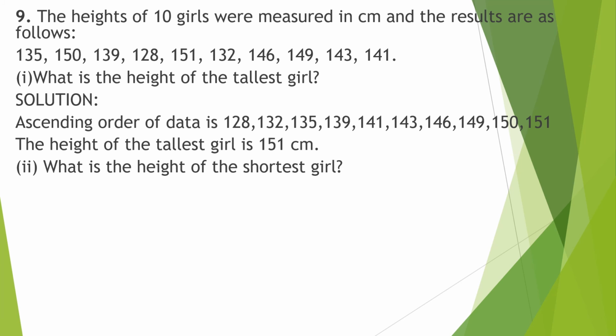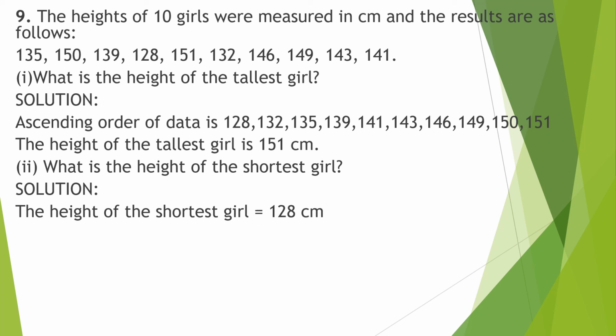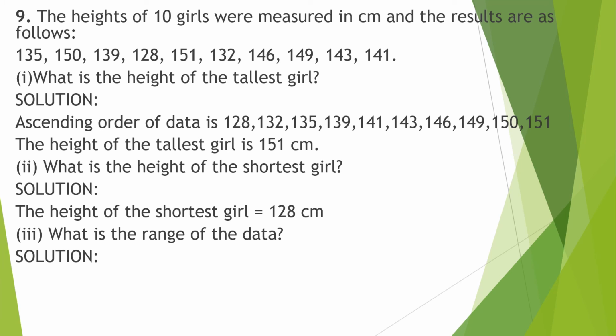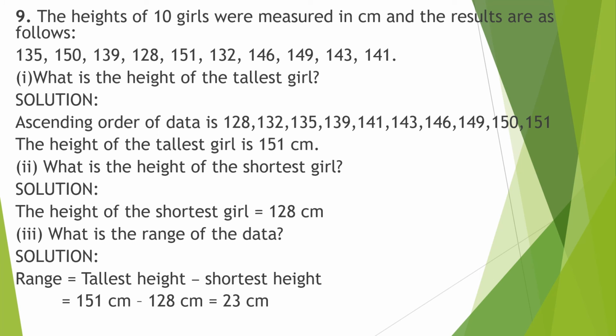Second question, what is the height of shortest girl? That is the first data, that is 128 centimeter. And the third question, what is the range of the data? Range means highest observation minus lowest observation. Here the tallest height minus shortest height. Both we have written here. So substitute the value. We get 151 minus 128 equal to 23 centimeter.